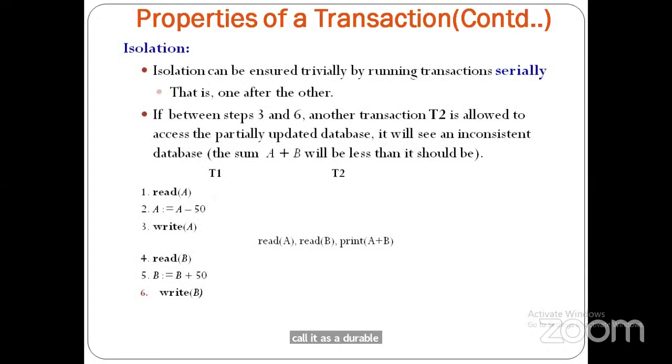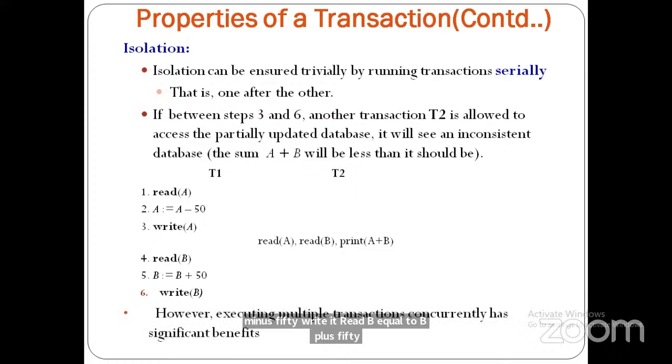Isolation. Isolation means running the transactions one after the other. If between steps 3 and 6, which are write A and write B, another transaction T2 is allowed to access the partially updated database, it will see an inconsistent database; the sum A plus B will be less than it should be. T1 is read A, A equals A minus 50, write A. Read B, B equals B plus 50, write B. So these are the ACID properties.